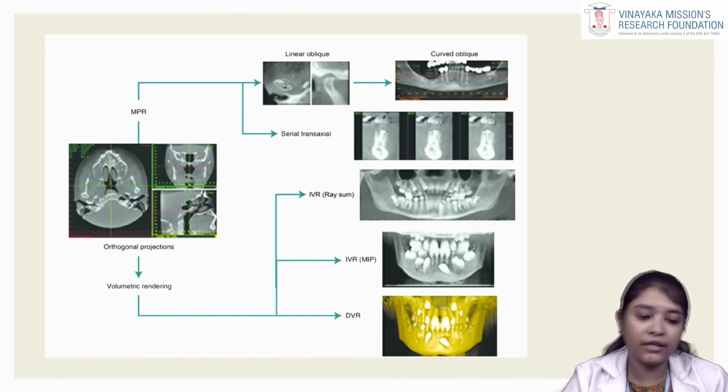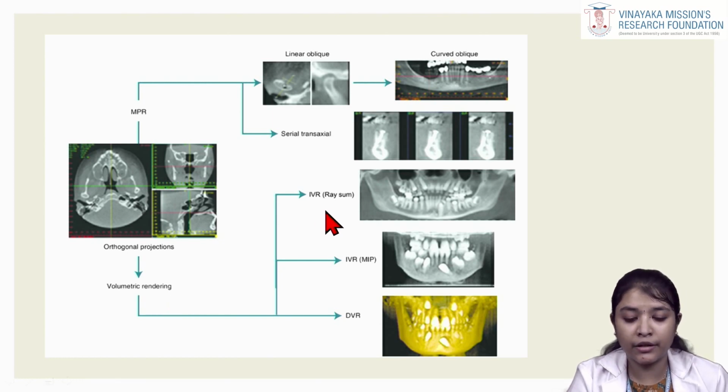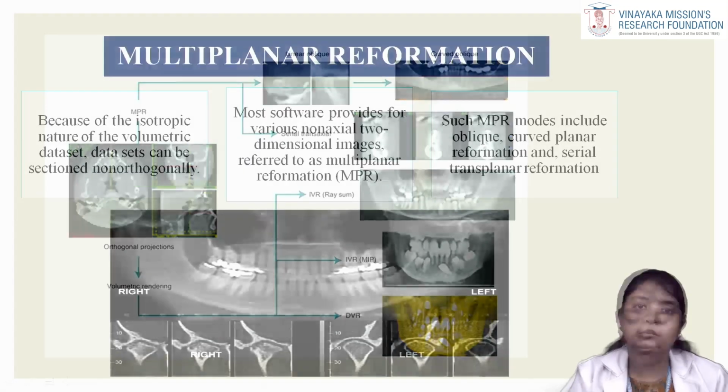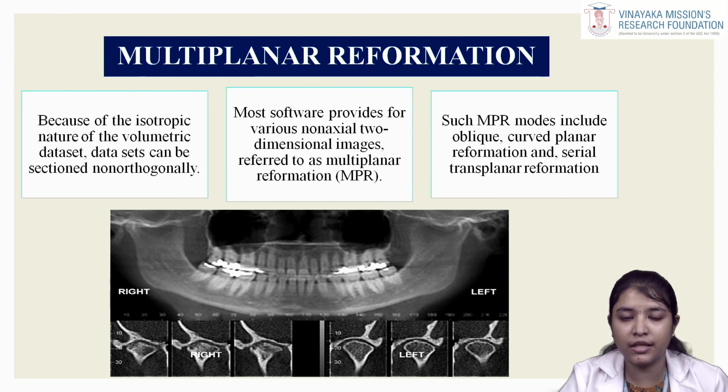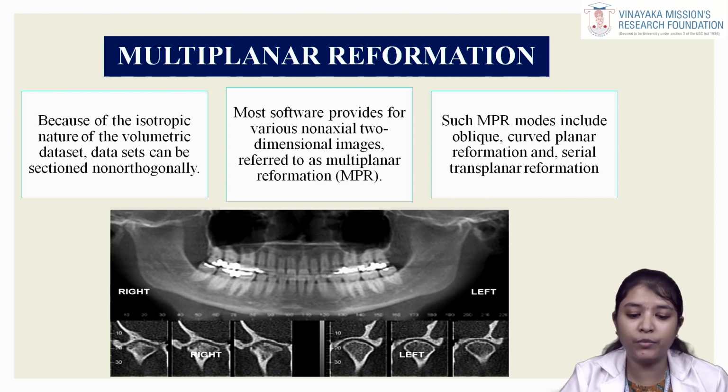This image shows multiplanar reformation, that is the linear, oblique, serial, transaxial (also the cross-sectional image), and curved oblique images seen in the multiplanar reformation. Then orthogonal projection, there is volumetric re-rendering: indirect volume rendering, that is the RASM, indirect volume rendering with maximum intensity projection, and direct volume rendering. Multiplanar reformation, as I explained before, means even non-orthogonal sections can be visualized in CBCT. Those non-orthogonal sections are the curved, serial, transaxial, cross-sectional and oblique images.